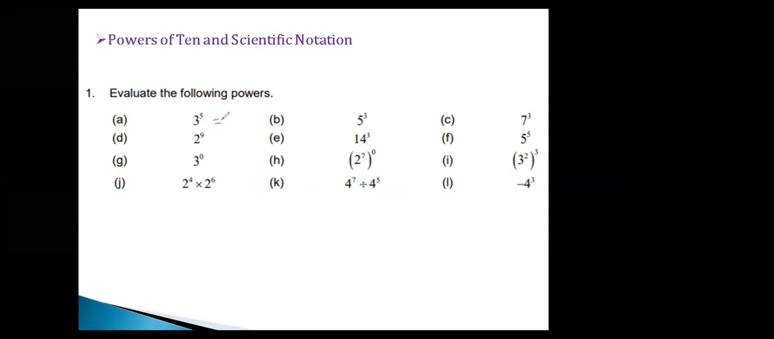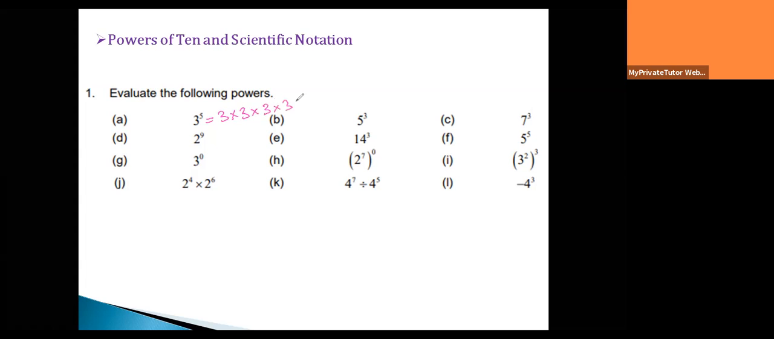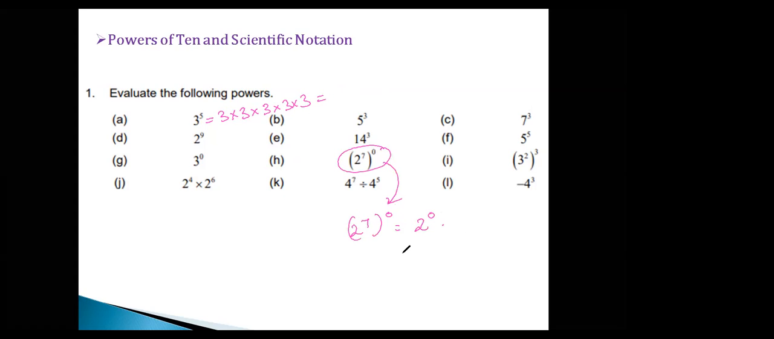No. Okay. See, here the question is evaluate the following powers. Evaluate in a sense, so solve. Which means you need to write the answer as a whole number or an integer. So what you do here, you multiply 3 5 times and find the whole number as an answer. Similarly, if you take 2 power 7 whole power 0, 7 times 0 is 0, so 2 power 0, which is 1.